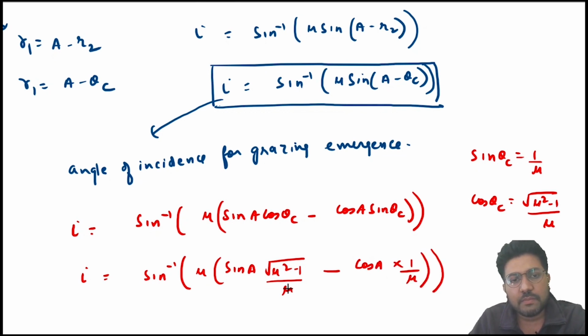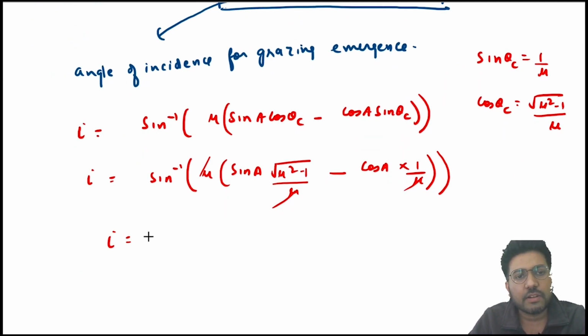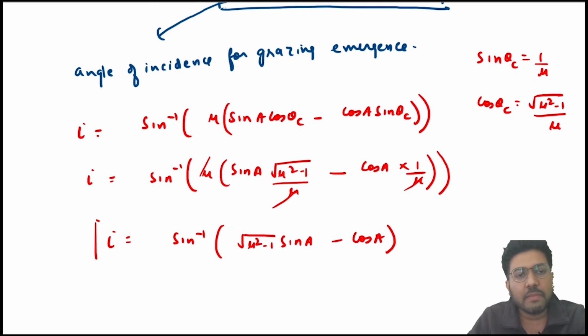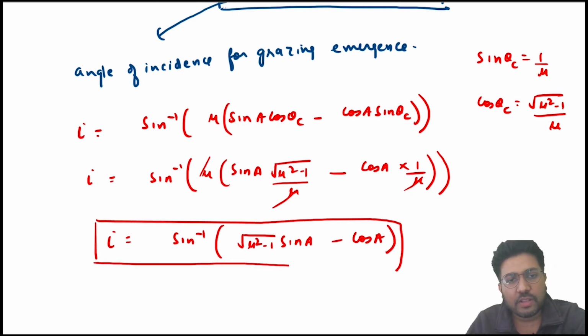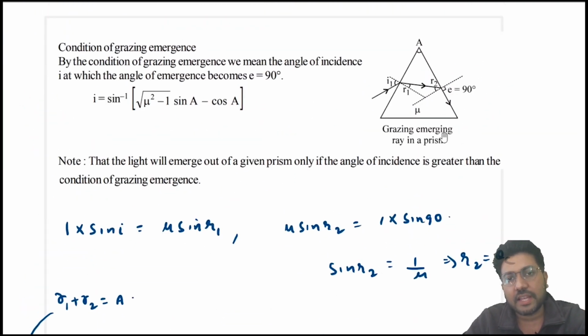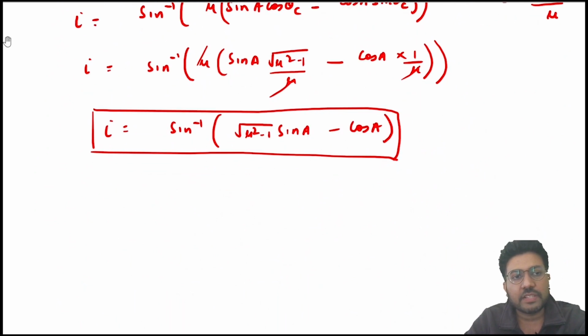So from this, see, mu getting cancelled, take mu common, you will get I is equal to sine inverse of root over mu square minus 1 sine A minus cos A. That is what is written there. So you can remember it like this also. For this particular angle of incidence, there is grazing emergence. For a cylindrical rod, if you remember, this came out to be sine inverse root over mu square minus 1. But here it is coming sine inverse of root over mu square minus 1 sine A minus cos A.